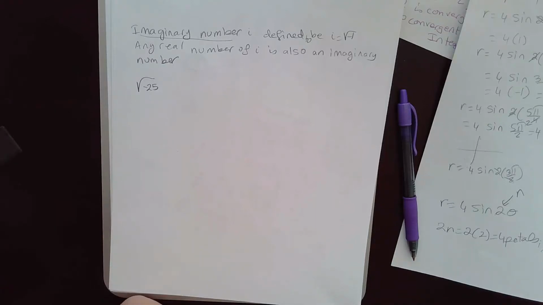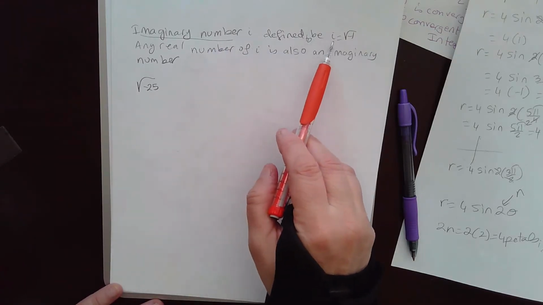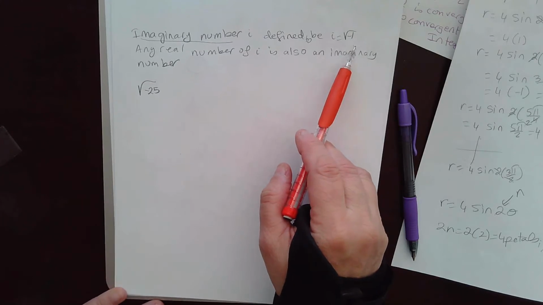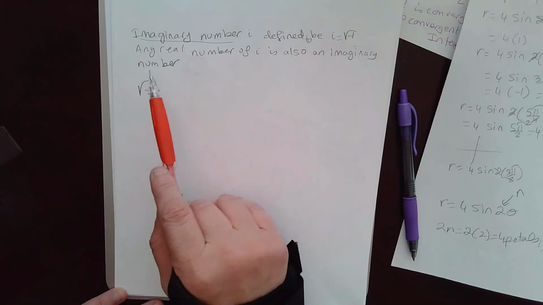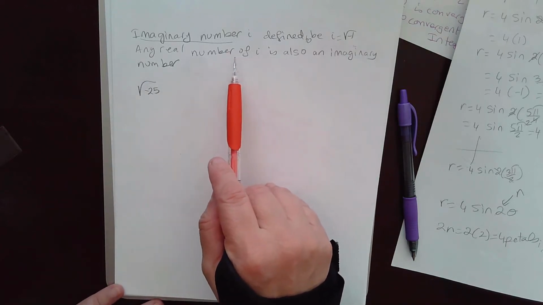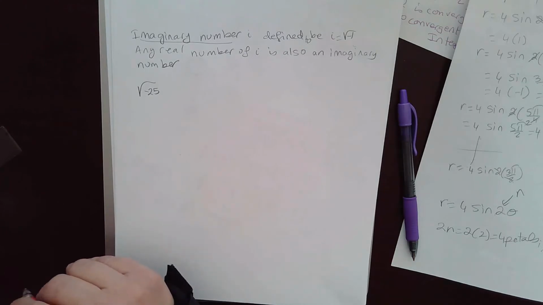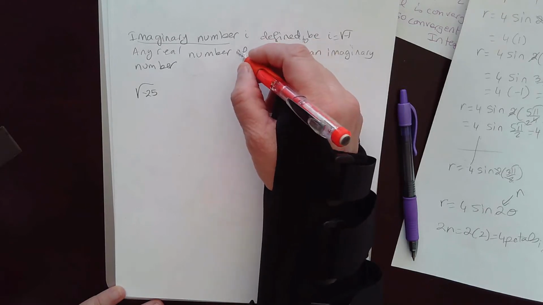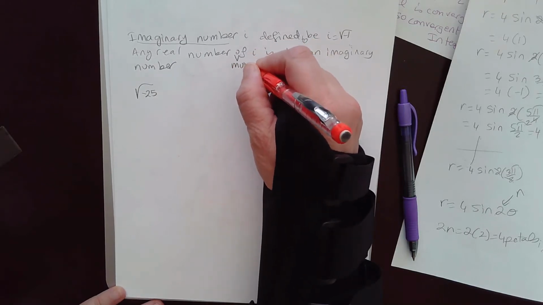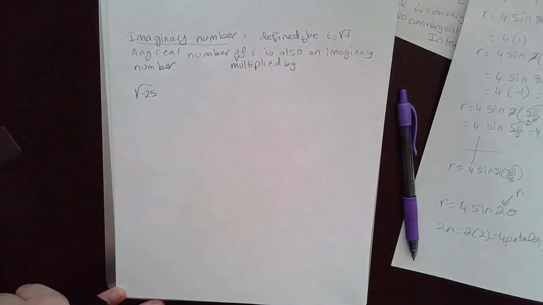Okay, so let's go over the imaginary number. What's an imaginary number? The imaginary number i is defined to be i equals square root of -1. That is commonly known as the imaginary number. Any real number multiplied by i is also an imaginary number.